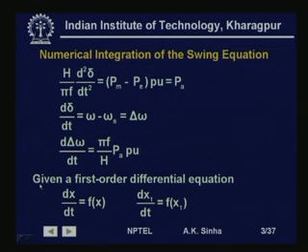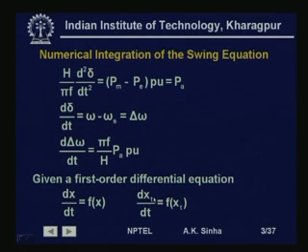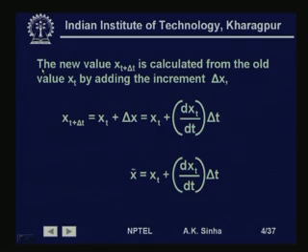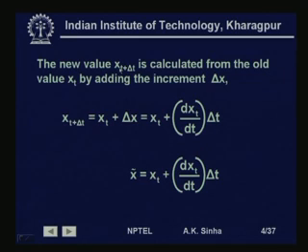So, we will first start with the numerical integration for a first order differential equation. Given a first order differential equation, dx by dt is equal to f(x), where at any time t we have the value dx(t) by dt is equal to f(x(t)), and dx(t) by dt is nothing but the slope of the solution curve at x(t). So, we can find out the new values. If we are taking a small time step delta t, then we can find out the new value of x at t plus delta t by using the linear relationship, that is, the new value x at t plus delta t is calculated from the old value x(t) by adding the increment delta x.